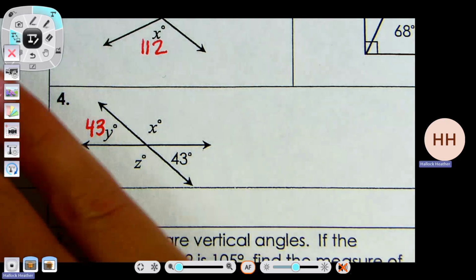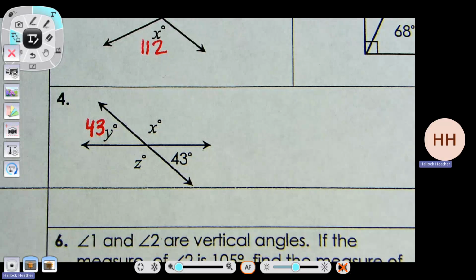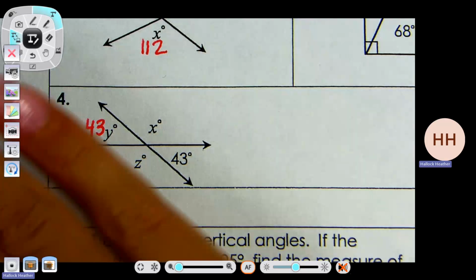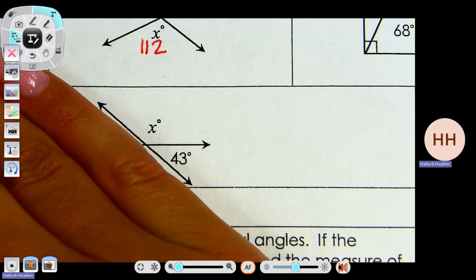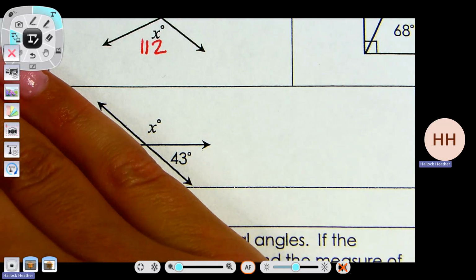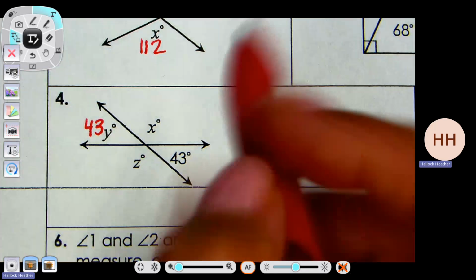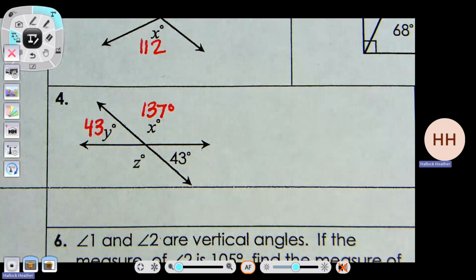180. So if I cover this up, they're either equal, they're either adding to make 90, or they're adding to make 180. So if I cover this up, that is a straight line. If that piece is 43, what's the other piece? Use the calculator. 137. Yeah, you got it. Where else can 137 go?